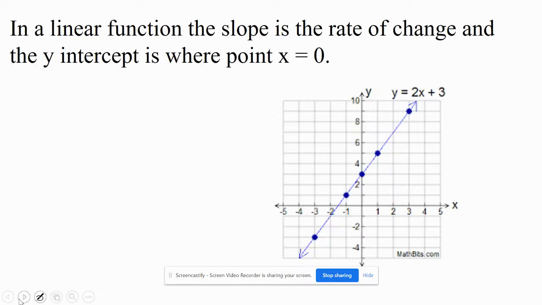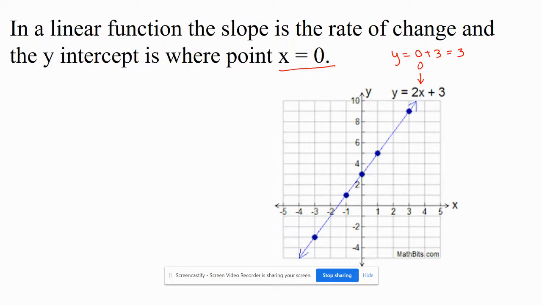All right, now in a linear equation, the slope is the rate of change and the y-intercept is where x equals 0. So I'll show you what that means. When x is 0, we have our y-intercept. If we put 0 in right here for x, this would just be y equals 0 plus 3, which is 3. Therefore, our y-intercept should be 3. So whenever x is 0, we have our y-intercept.